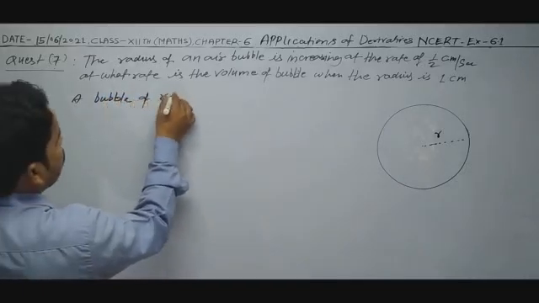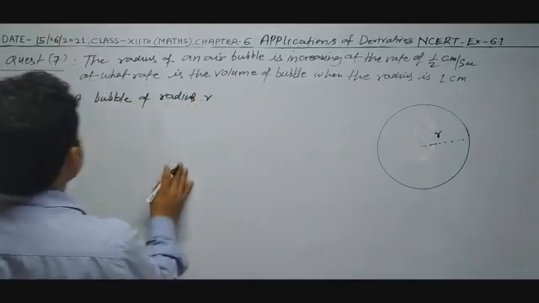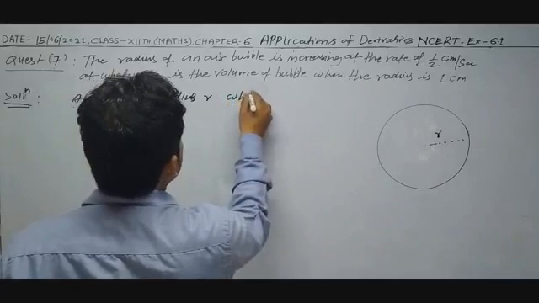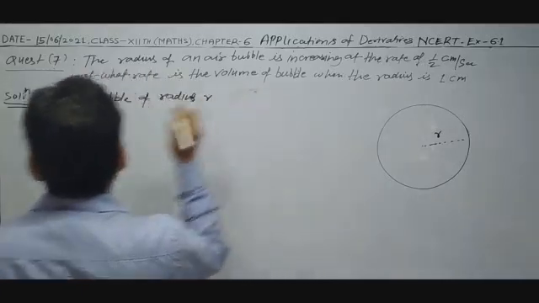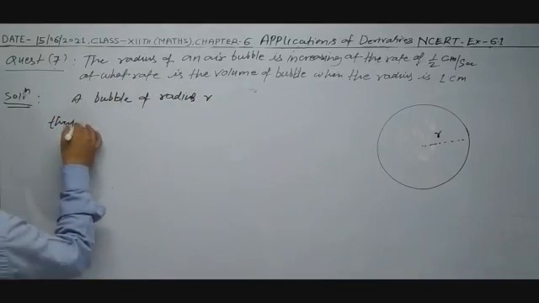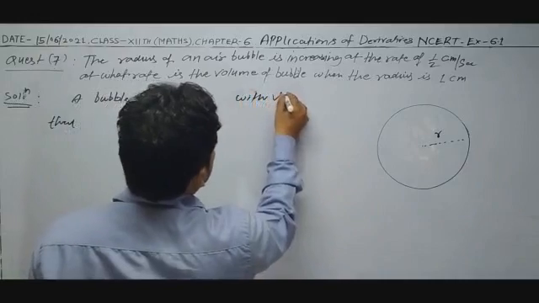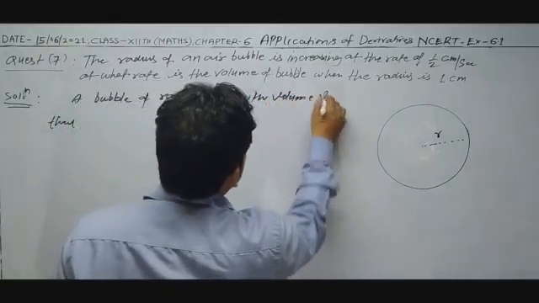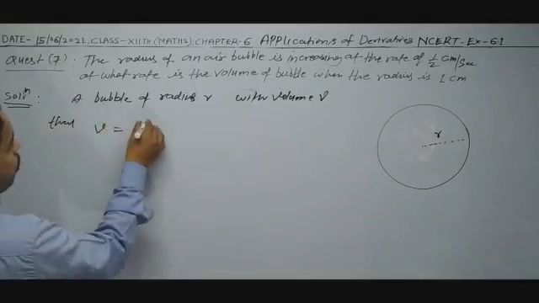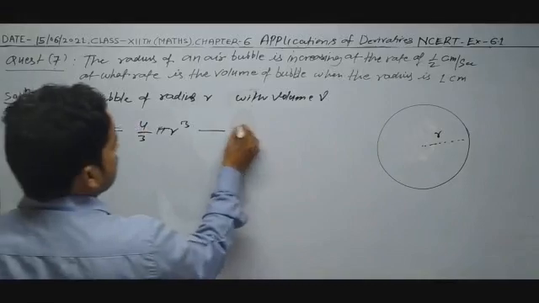A bubble of radius r, with volume V. Then V is equal to 4/3 pi r cube, you know. Consider equation 1.